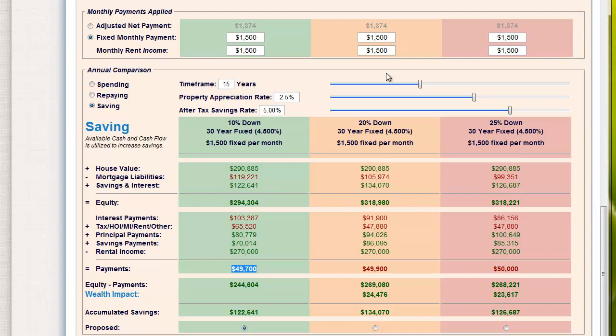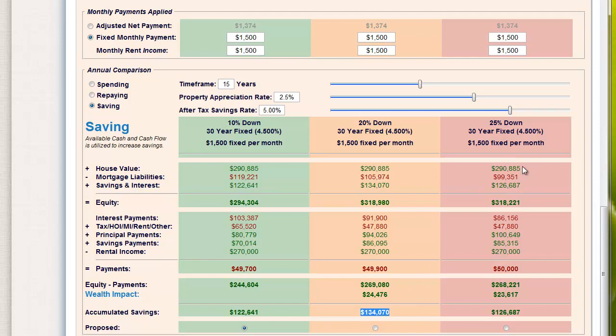So for this client, if their goal is to save as much as possible, which is better for them? And you would think it'd be, gosh, the 25%, but nope, the math actually bears out. The 20% is the most efficient down payment for this client. It's going to give them the most savings over time. The extra 5% doesn't save them any more money. It costs them money.